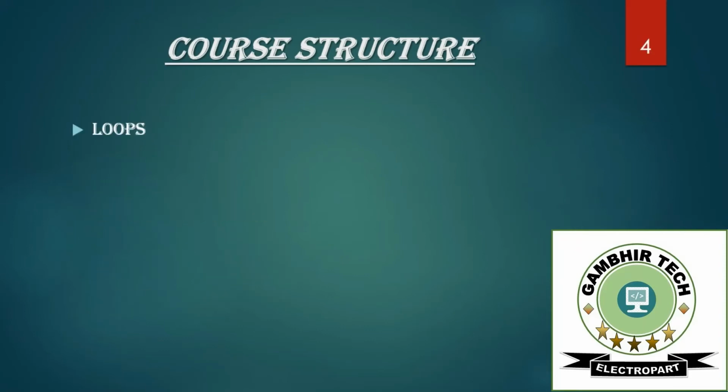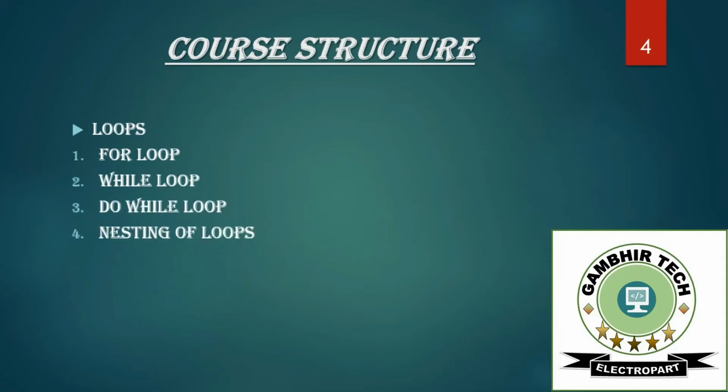And next we have loops. We have 3 to 4 types of loops: for loop, while loop, do while loop, and nesting of loops. We will discuss them one by one with the help of programs, and we will see the syntax and each and everything related to loops.